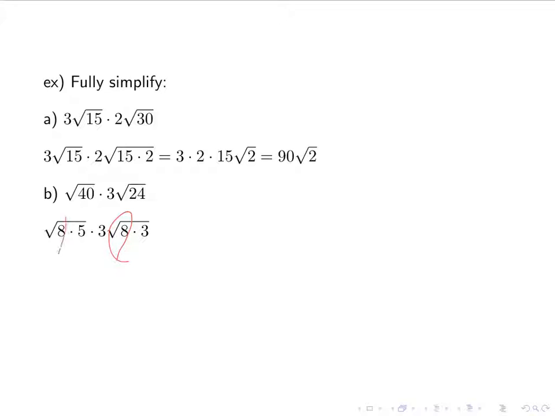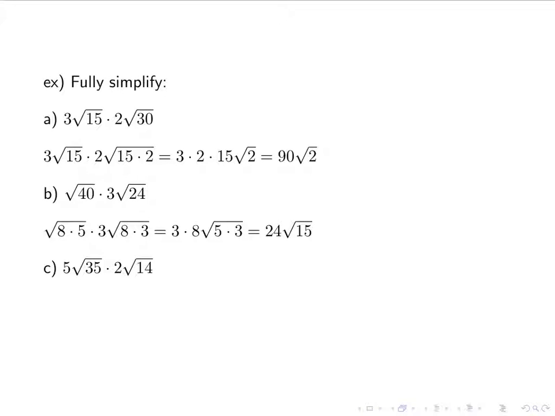And I'm going to pull out my root 8 times root 8, which is 8. So I have the original 3, my new 8, and then I still have the 5 and the 3 inside the square root. And then multiply that, and I get 24 root 15.